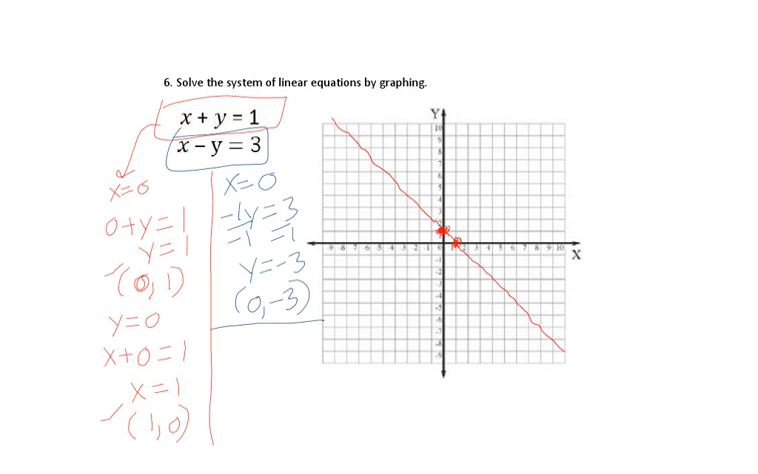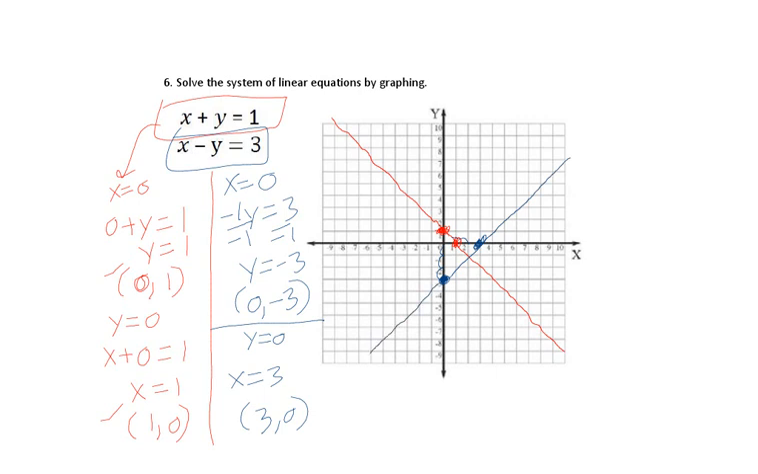Now if y were to equal 0, that means x would equal 3. So you have a point at positive 3, 0. Let's graph. 0, negative 3 is 3 down. 1, 2, 3. Put a blue dot there. 3, 0 is 3 to the right. 1, 2, 3. Then we'll connect those dots. Something like that.